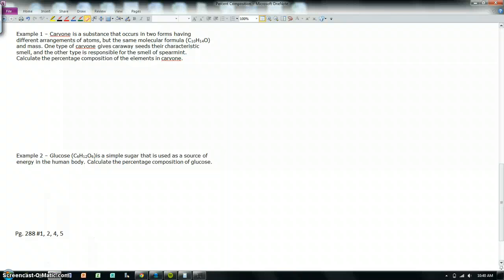The focus of percent composition and the overall goal here is to determine the percentage of the overall mass of a compound that each element represents. So for example, in water, how much of the overall mass of water is hydrogen, and how much of that overall percentage is oxygen.